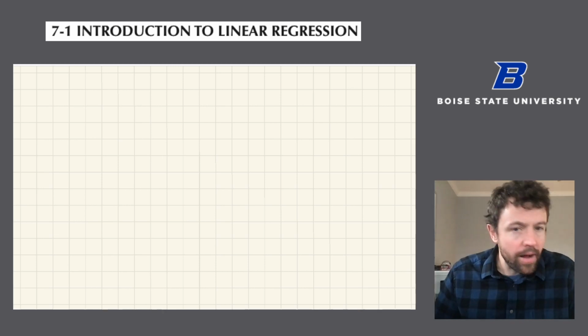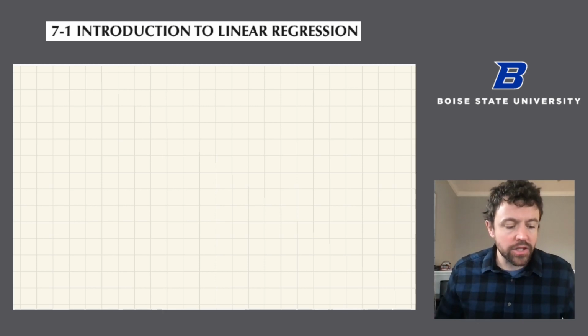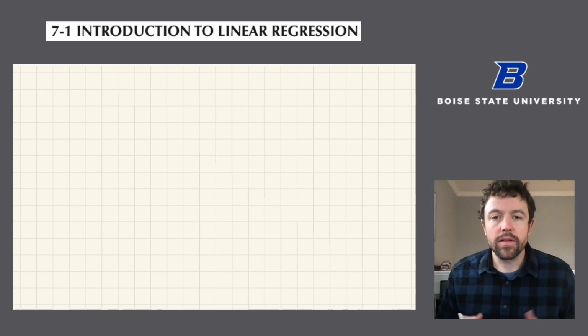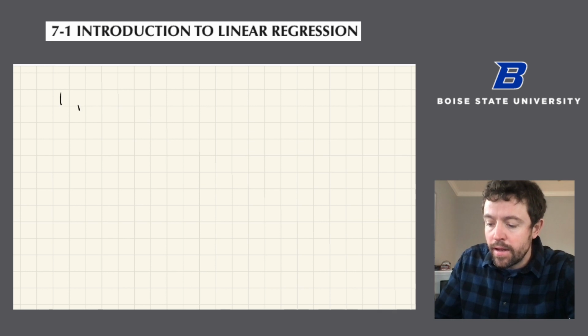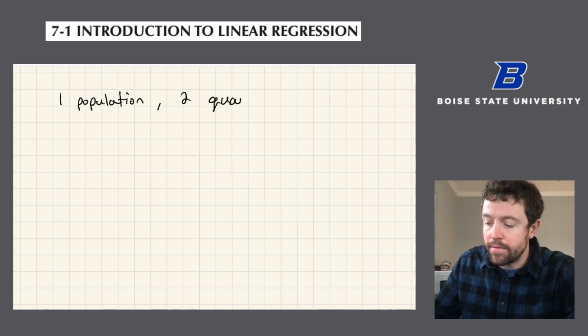Section 7.1 is Introduction to Linear Regression. In this section, the underlying setting that we'll always have is that we have one population, and that population is going to be described by two variables that are both quantitative.